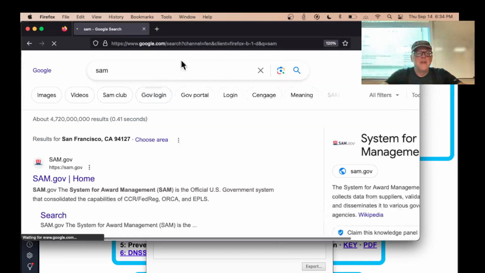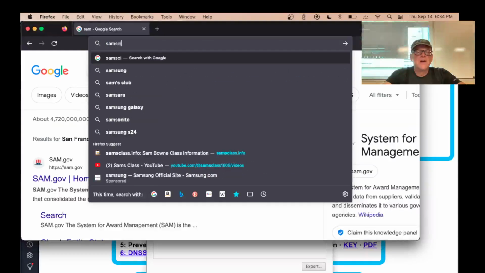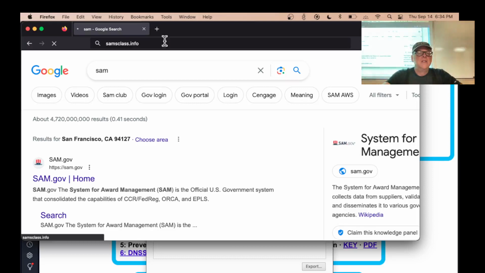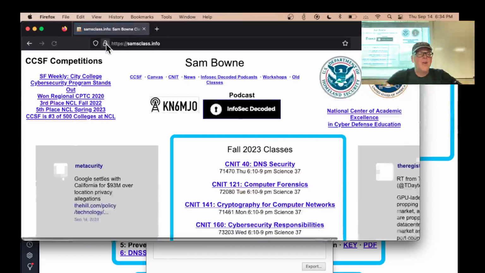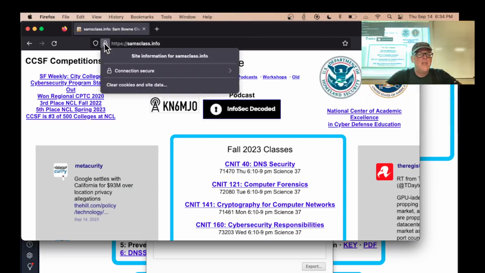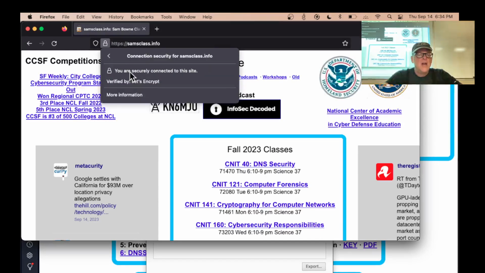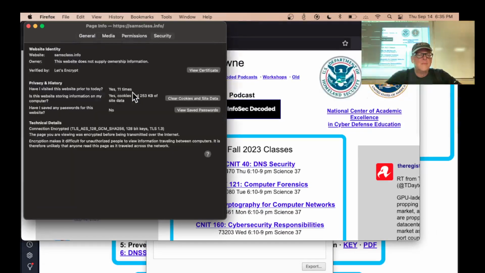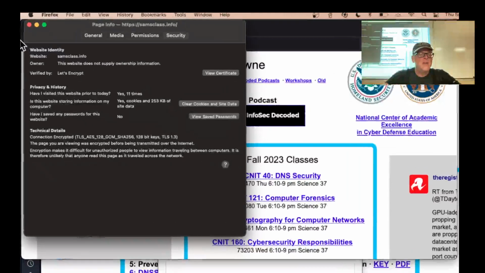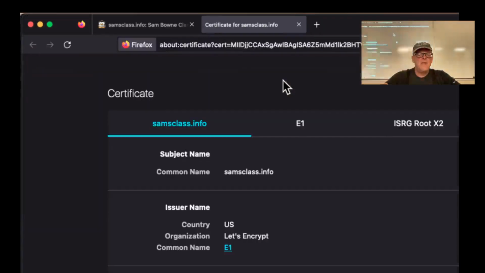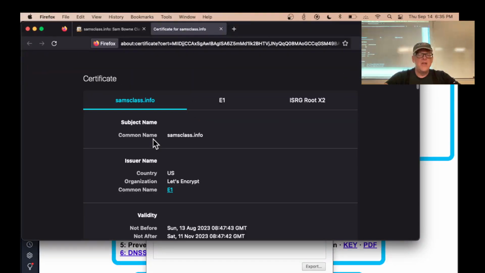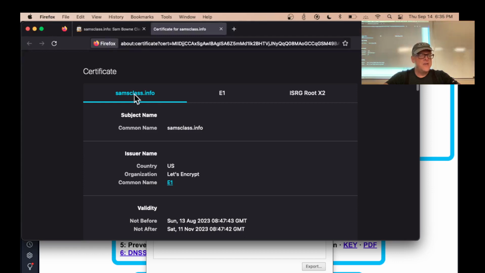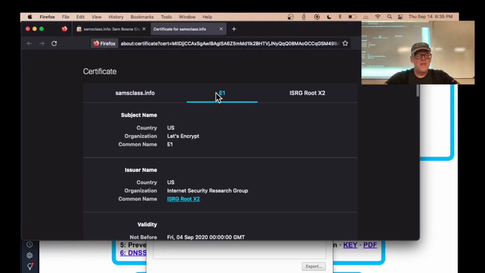Let's go to my website, samsclass.info. Let's see if it's more clear here. That Opera browser was displaying it in a way that wasn't helping me much. Okay, this is view certificate. There we are. So here's the certificate. And so I guess it's the same thing. I didn't know this. Here's my domain, and then it's signed by this company, E1.